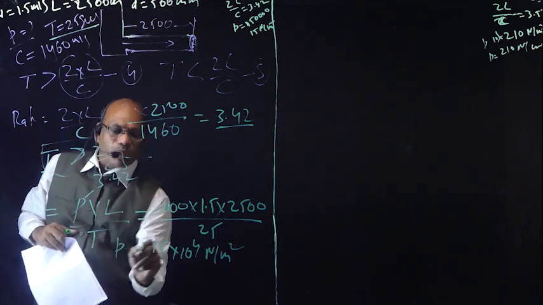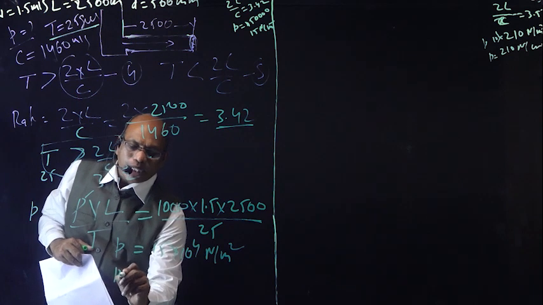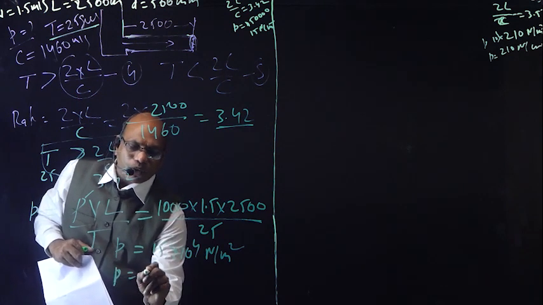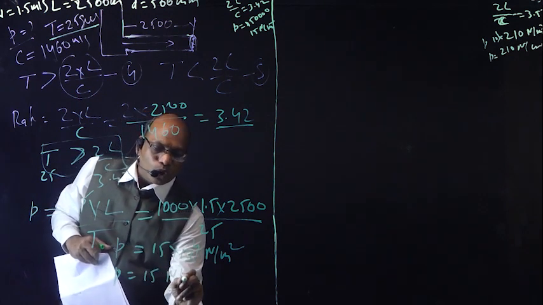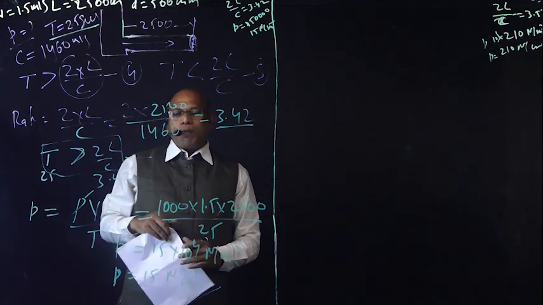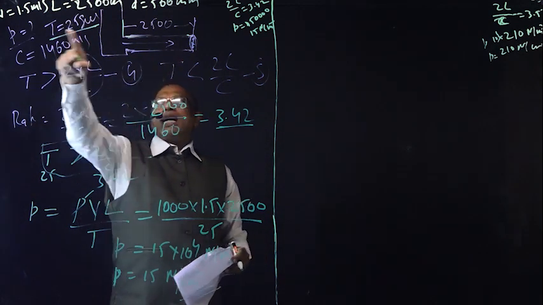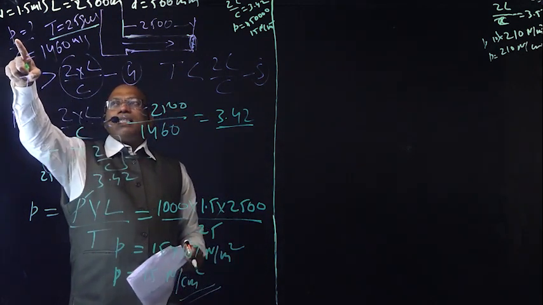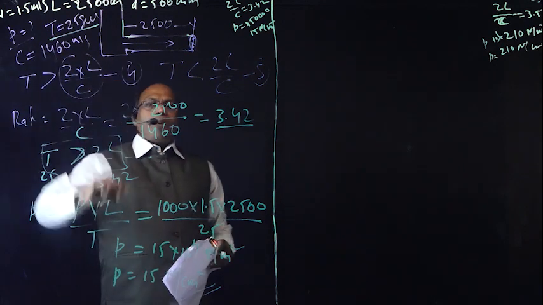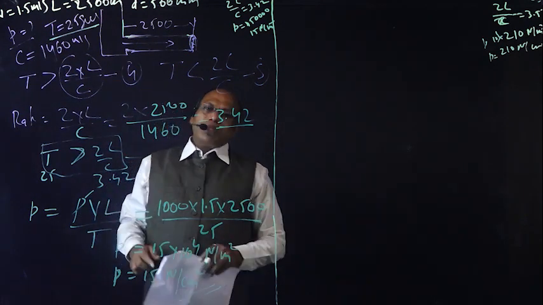Therefore, P is equal to 15 into 10 power 4 Newton per meter square, or pressure intensity or raised pressure P is equal to 15 Newton per cm square. This is the answer. In this problem, they asked that by closing the valve, what is the pressure increased? What is the intensity of pressure increased in the pipeline? The pressure increased or raised pressure is equal to 15 Newton per cm square.